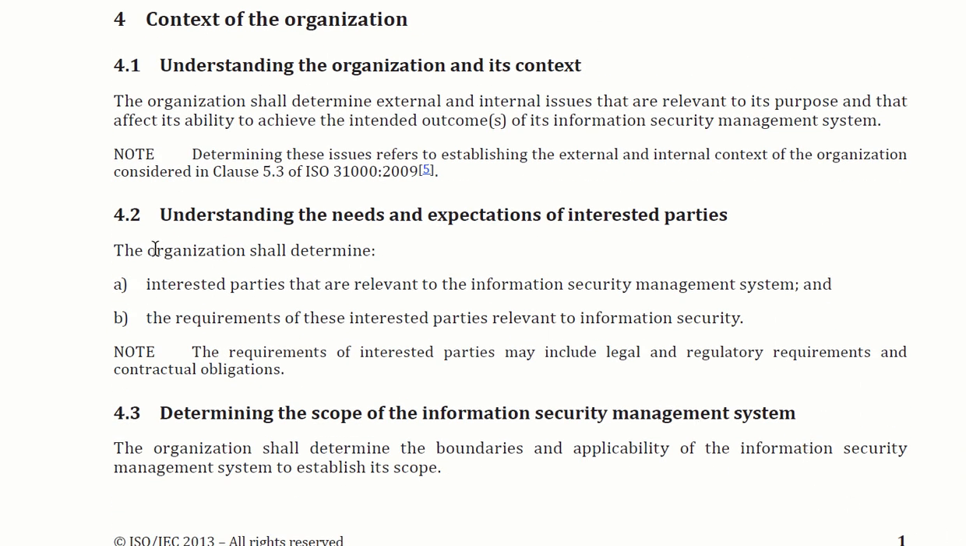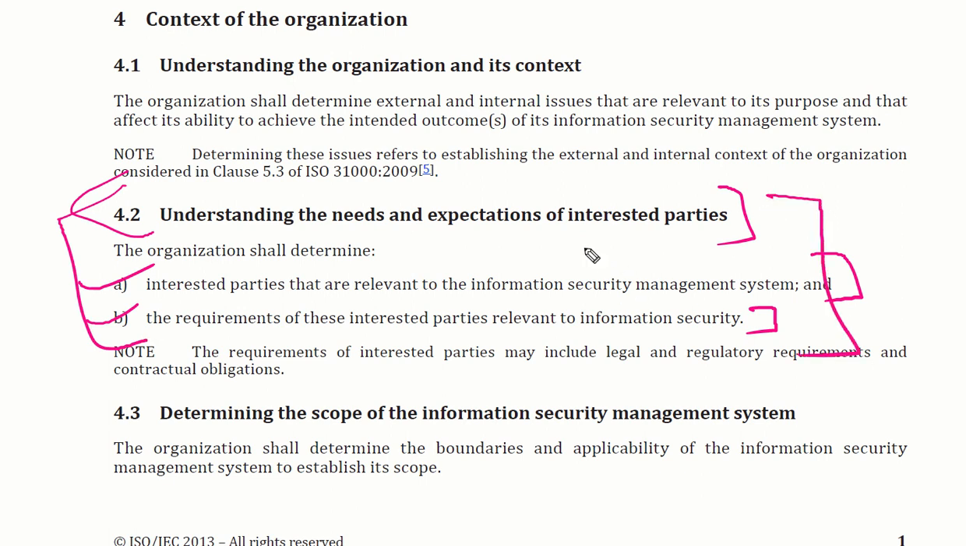So in the older standard, there were two points under the clause on understanding the needs and expectations of the interested parties. The first thing is that you need to identify the interested parties that are relevant to your information security management system, and the requirements of those interested parties. So there are two clauses in the older standard.